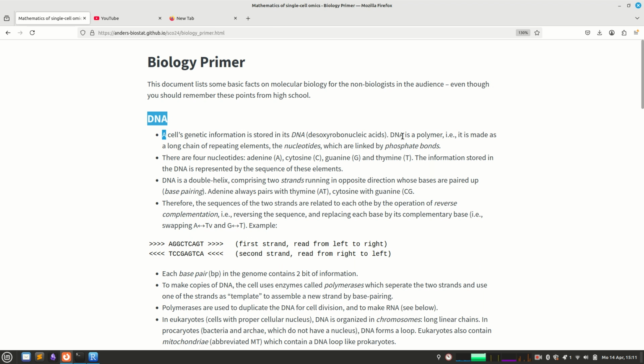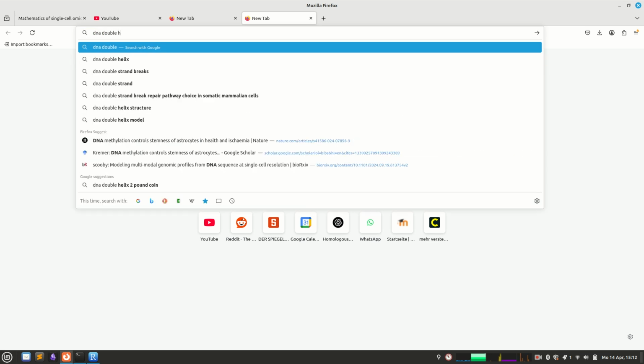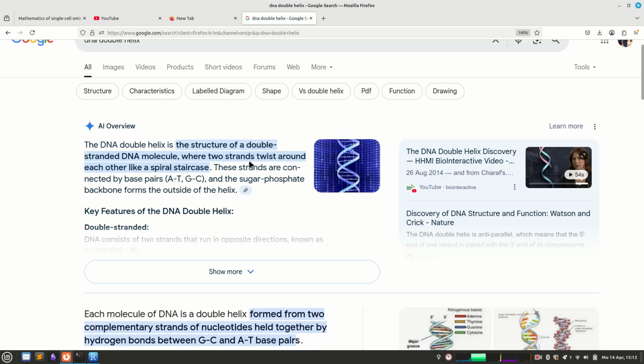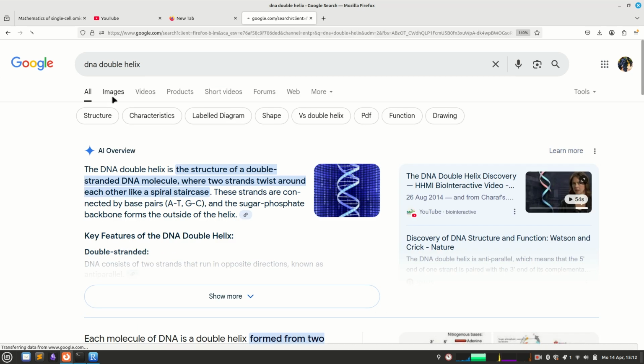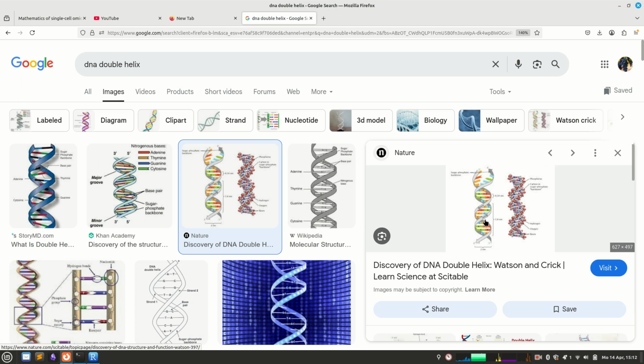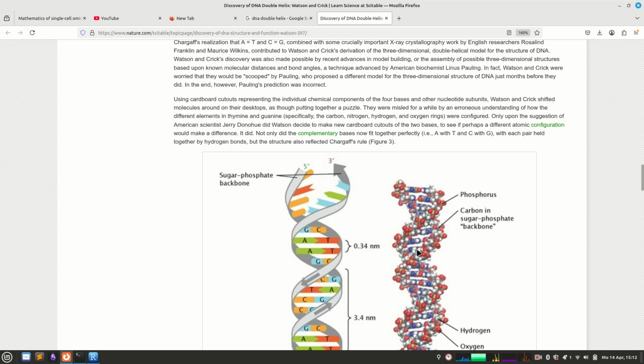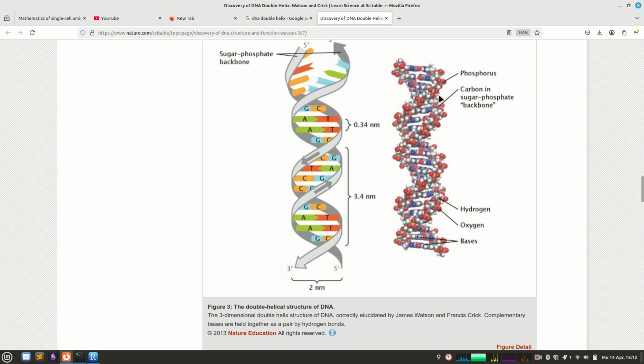And DNA is a polymer, so that means that it's made up of a long chain of repeating elements, which we call the nucleotides. And just to look at DNA, let's quickly look at a picture. I should probably have found one beforehand, but you've all seen these pictures often enough. Here's a nice one where we can see how this is. This is the actual chemical composition of a DNA, and this is sort of a simplified idea.